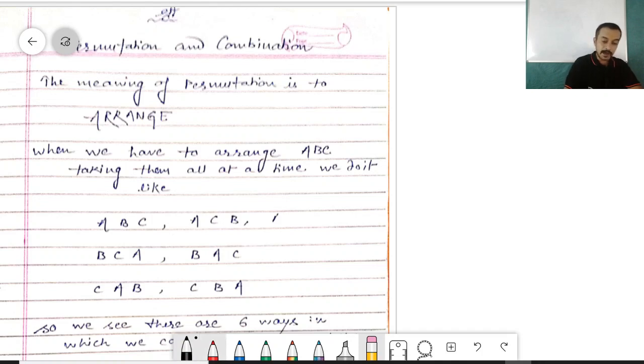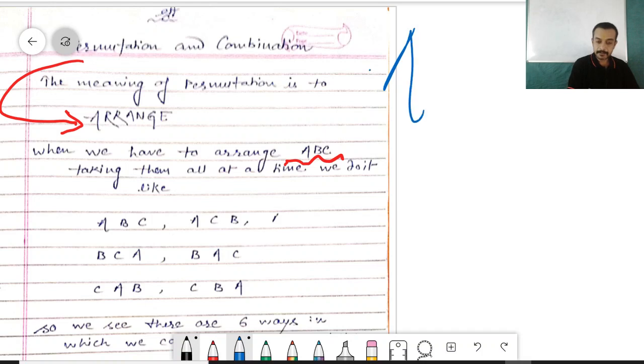The meaning of permutation is to arrange. Now arrange what? We are arranging few things. And what are those things? Here I have taken letters of the English alphabet. What are those letters? A, B and C. Mathematically, if we talk, we'll say we have taken few objects. How many objects have we taken? 3. They are letters of the English alphabet: A, B and C.